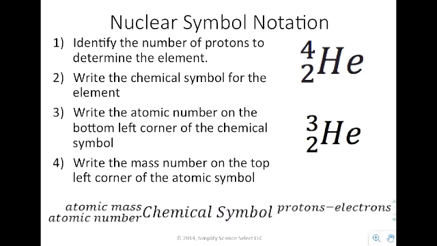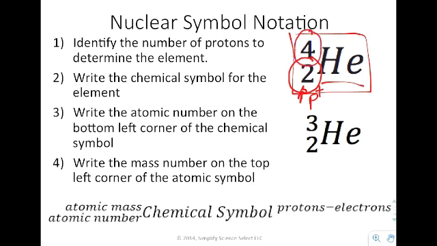Now, we can express isotopes in what is called nuclear symbol notation, and that's what you see right here. In nuclear symbol notation, you identify the number of protons that it has, and that is used to determine the element. This right here is the number of protons. Since there's two, this has to be helium. So you write the chemical symbol for helium. You write the atomic number on the bottom left corner in the front, and then you write the mass number on the top left corner. So this right here is the mass number for helium.